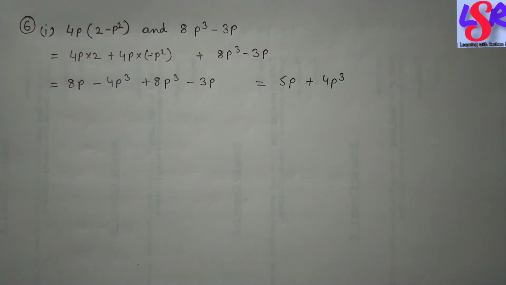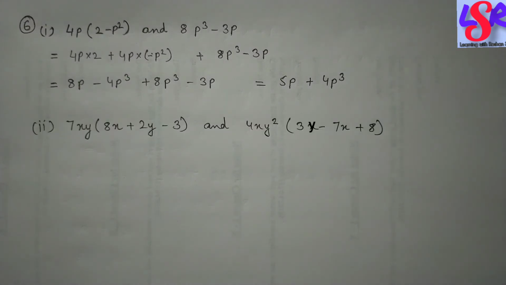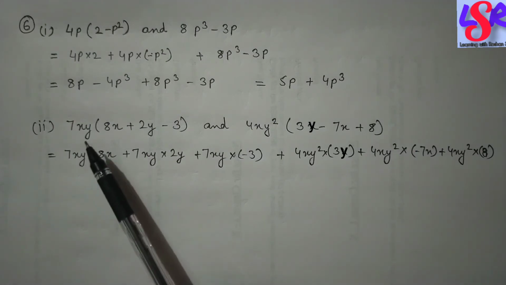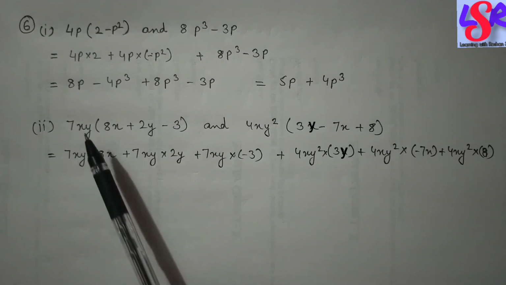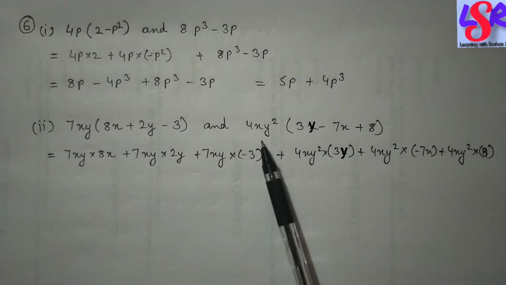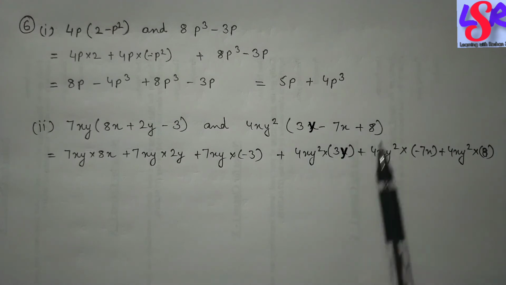Now let's move to the second part. And here we have this. Now we are going to open the brackets first, and on expanding it we have got this. Here we have multiplied 7xy by each and every term of this bracket, and then 4xy square by each and every term of this bracket.